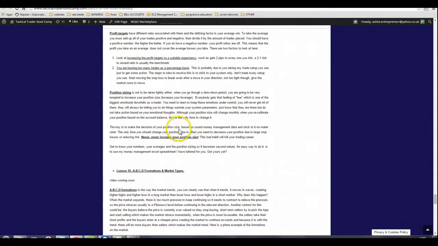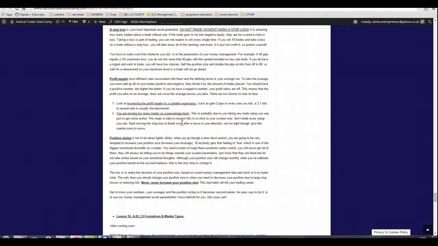So position sizing. It's not to be taken lightly either. When you go through a drawdown period, you're going to be very tempted to increase your position size, which is increasing your leverage. Everybody gets that feeling of fear, which is one of the biggest emotional downfalls as a trader. The fear. What is the fear when you're losing? Yeah, the fear of losses, the fear of not being able to prove yourself to other people.